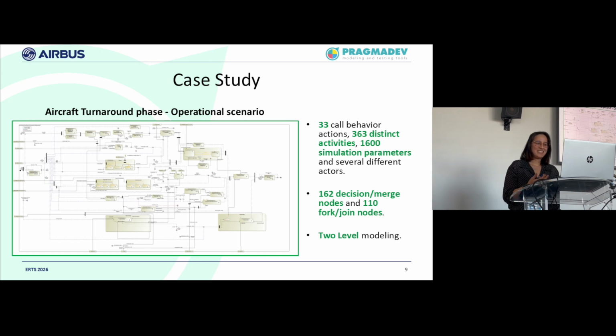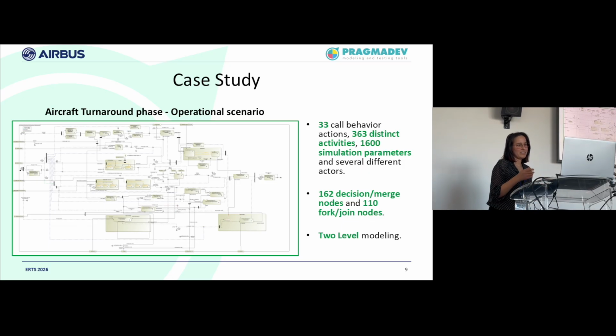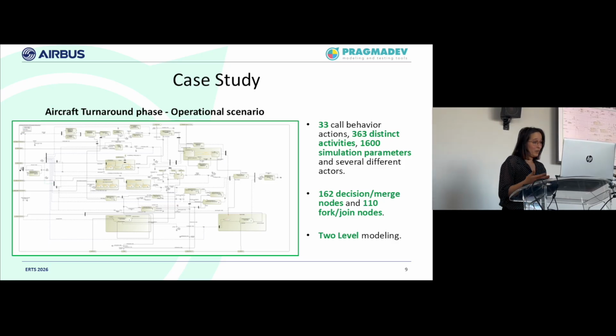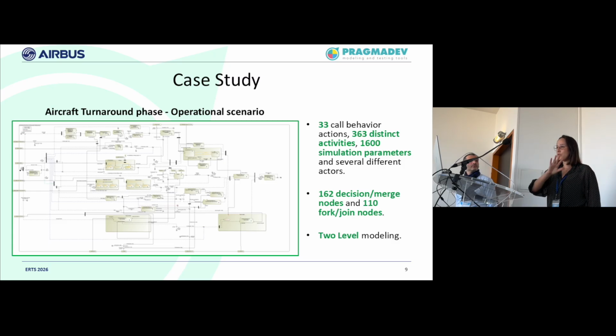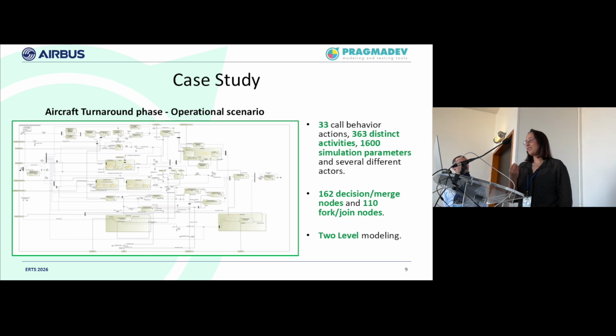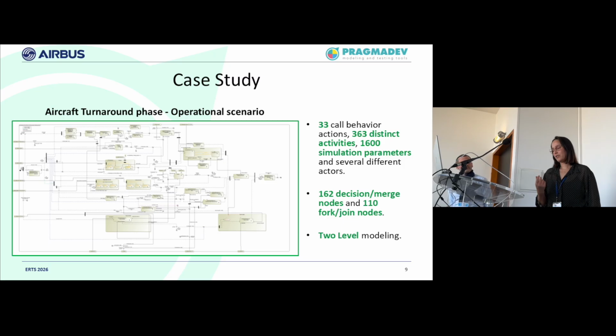The complexity represented in the model, we translate it into some parametrics. So we have 33 core behavior actions, 363 distinct activities, 1060 simulation parameters, a lot of decision and merge nodes, and all this was modeled in two-level modeling. What you see here is what we call the orchestration model, but for each high-level turnaround operation, we modeled it in a little more detail to understand how the equipment interacts with the aircraft and so on.